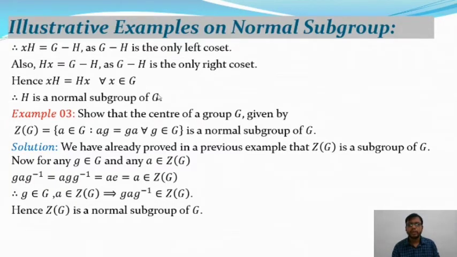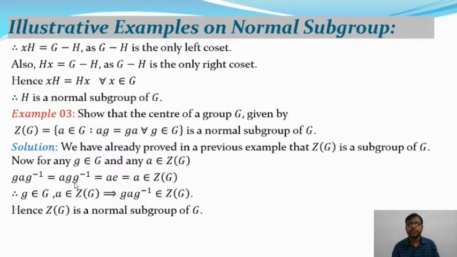So now move on to the third example on the normal subgroup. Show that the center of G, given by Z(G), where Z(G) is equal to the set of a belonging to G such that a g equals g a for all g belonging to G, is a normal subgroup of G. That is the solution of the above example. We have already proved in the previous example that Z(G) is a subgroup of G. So for any g belonging to G, and for any a belonging to Z(G), where Z(G) is the center of G, you know that g a equals a g.